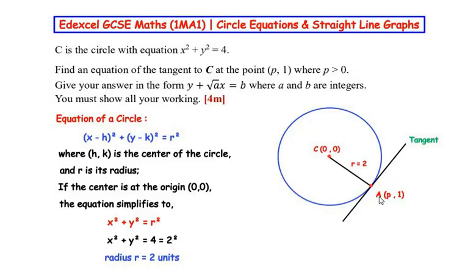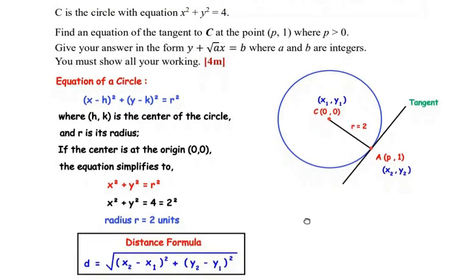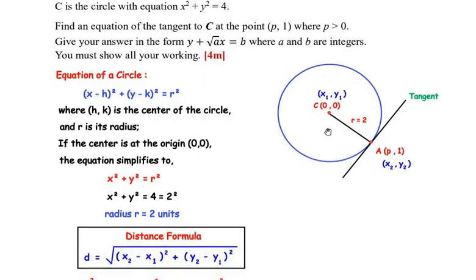Now once we have the radius and the coordinates of the center and the point A, let us use the distance formula to find the value of p. Here we have written the distance formula, d is equal to square root of (x2 minus x1) the whole squared plus (y2 minus y1) the whole squared. Remember that this formula can also be written as square root of (x1 minus x2) the whole squared plus (y1 minus y2) the whole squared.